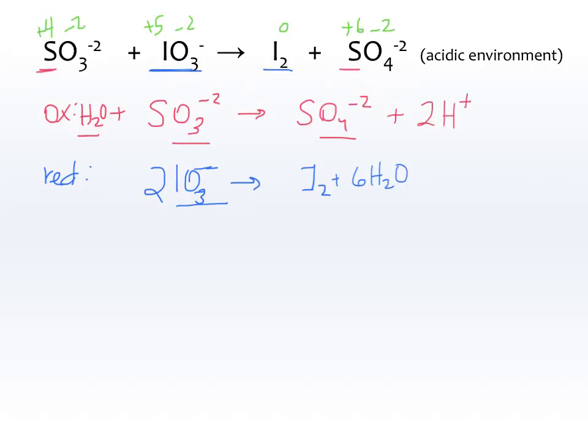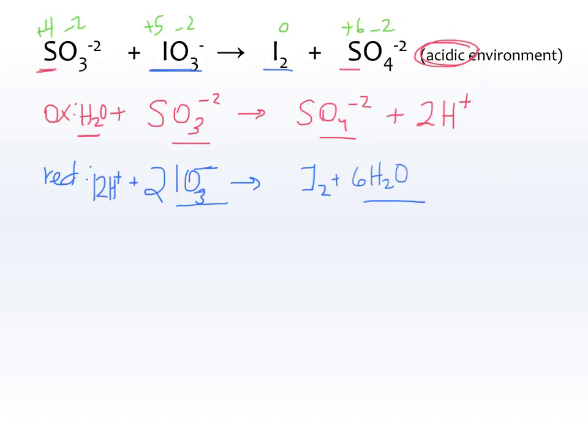This is H plus specifically, not plain hydrogen. That's because it's in an acidic environment, so there's H plus left over. For the reduction half reaction, 6 waters gives me 12 hydrogens. So there's 12 H plus. So 12 hydrogens and 12 hydrogens. Now all I have to do is add the electrons to get the half reactions balanced.